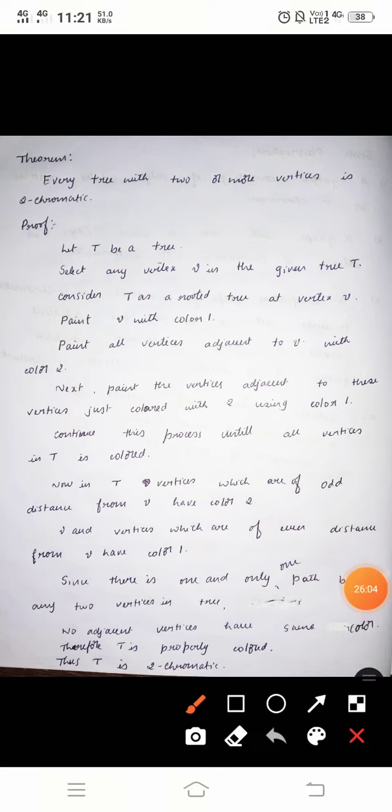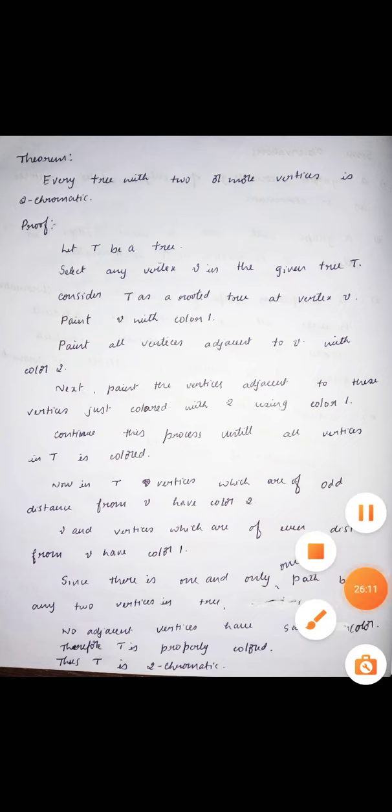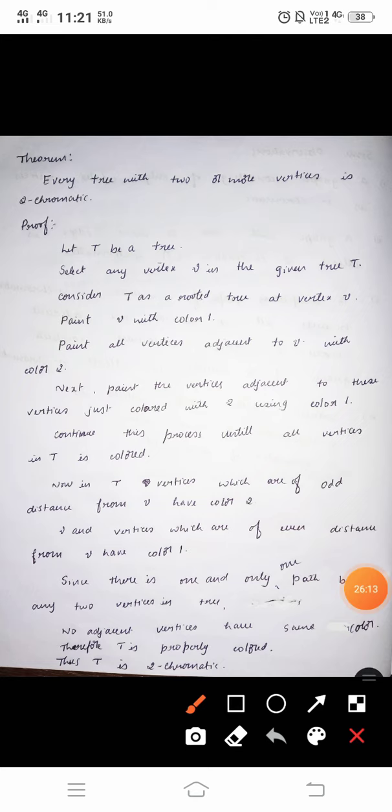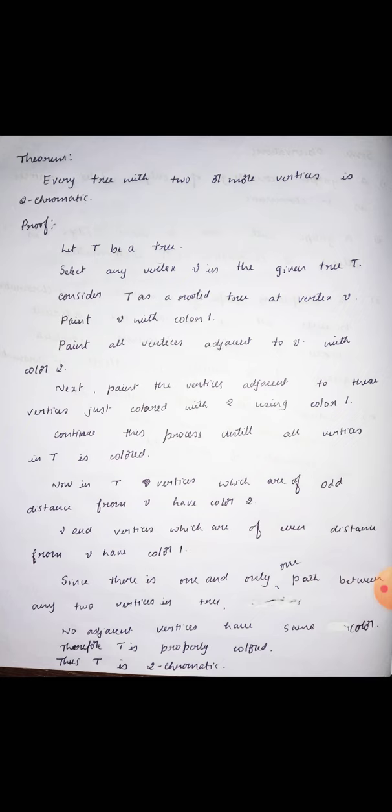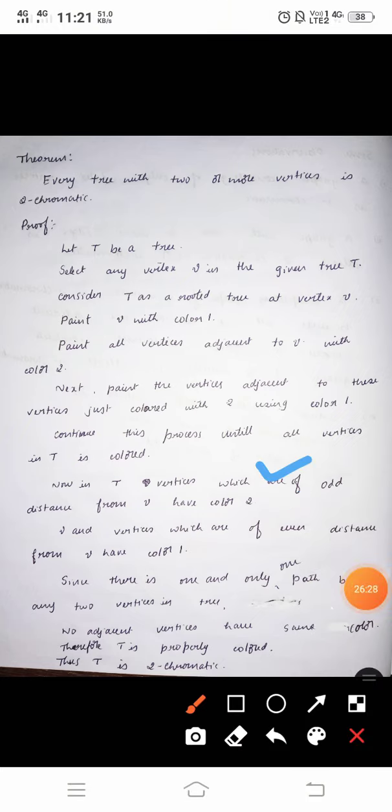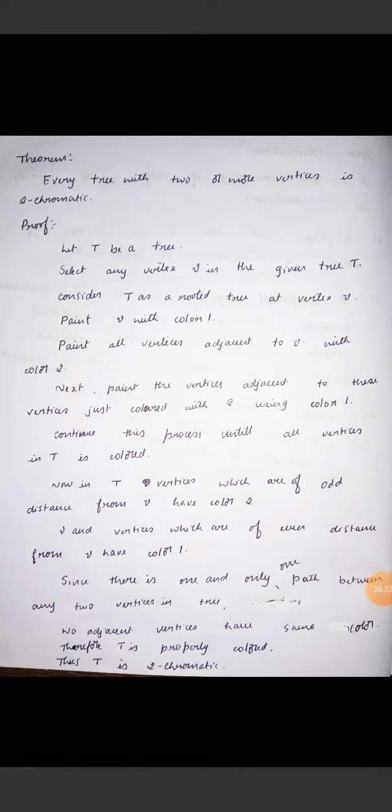See here, continue until all the vertices in T are colored. Now in T, vertices which are of odd distance from V have color 2, and V and vertices which are of even distance from V have color 1. Then in T, vertices which are of odd distance from V have color 2.